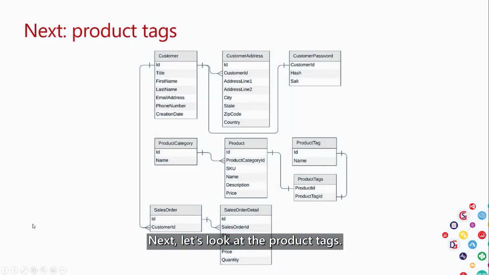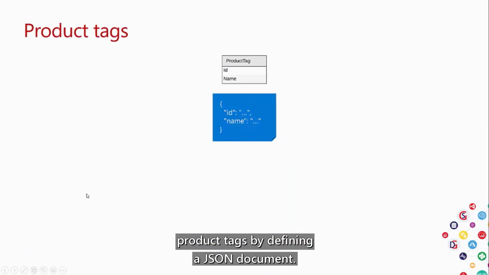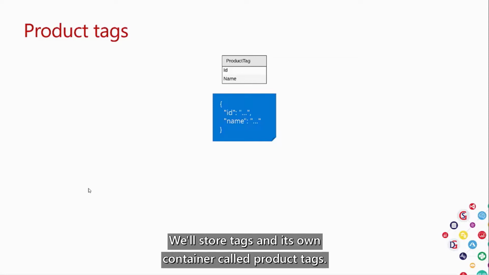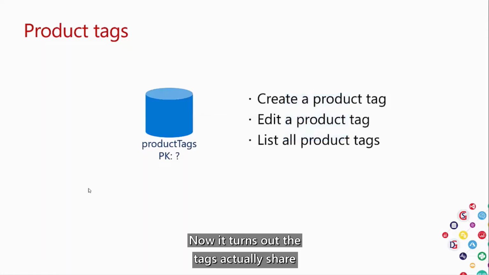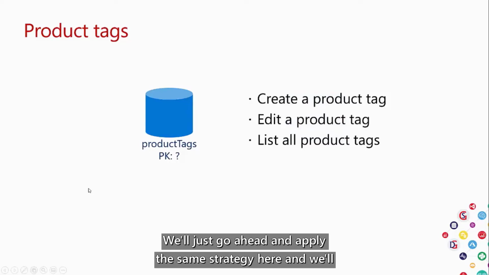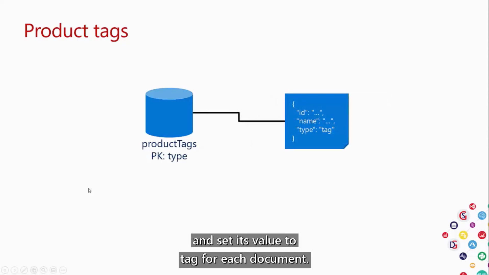Okay, next let's look at the product tags. I'll apply the same process here to product tags by defining a JSON document. And we'll store tags in its own container called product tags. Now it turns out that tags actually share the same exact access patterns as categories. So we'll just go ahead and apply the same strategy here. And we'll partition the container by type and set its value to tag for each document.